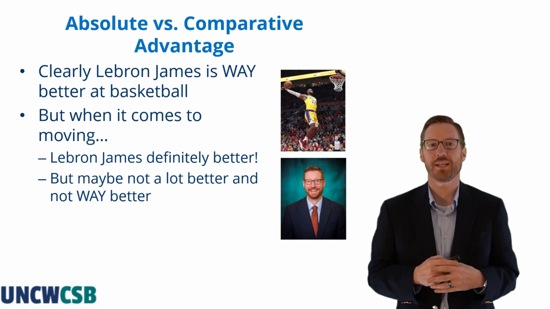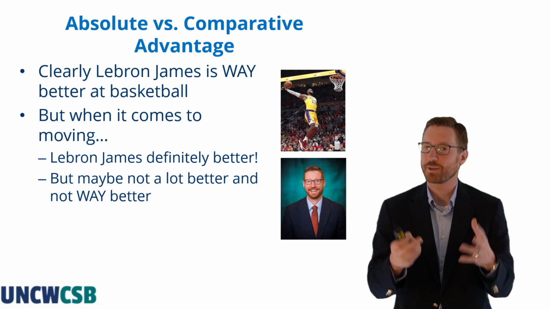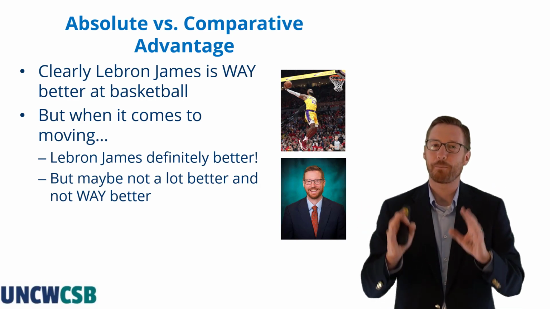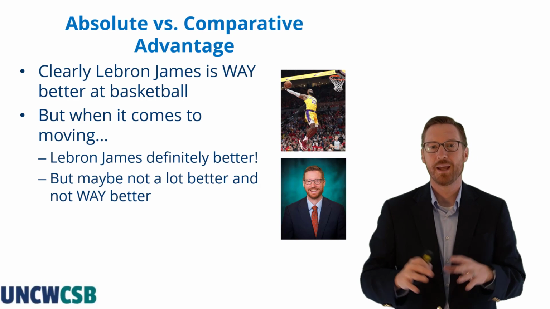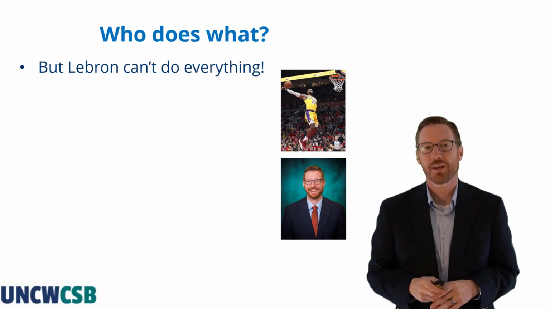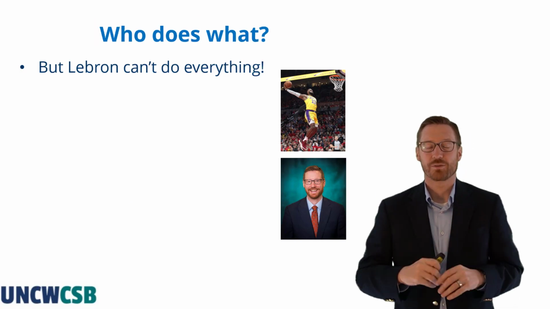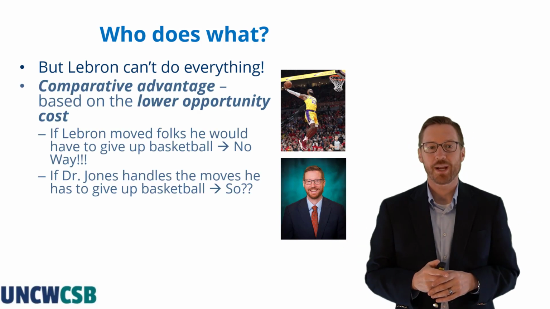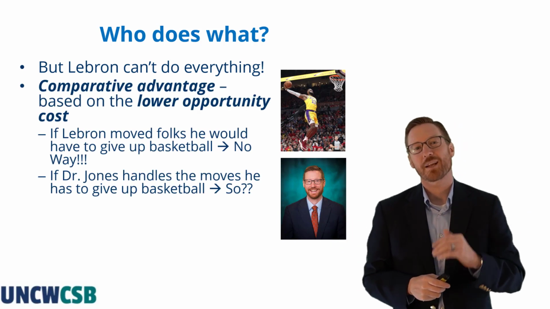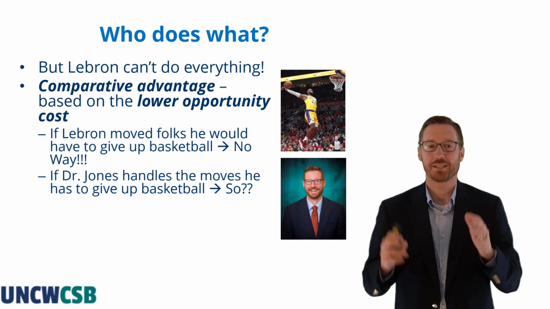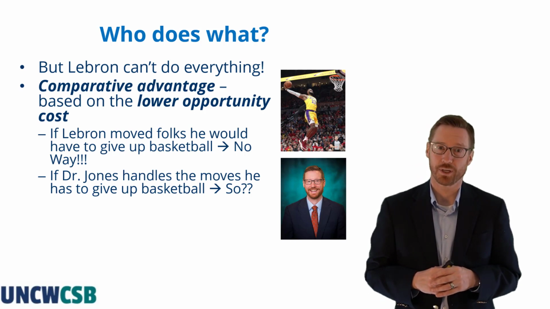So what does this mean in terms of assigning tasks? Because remember, LeBron's still better in an absolute way at both of these tasks. So LeBron can't do everything. So we've got to split up these tasks. And the way to do that is by looking at comparative advantage. That's based on the lower opportunity cost.